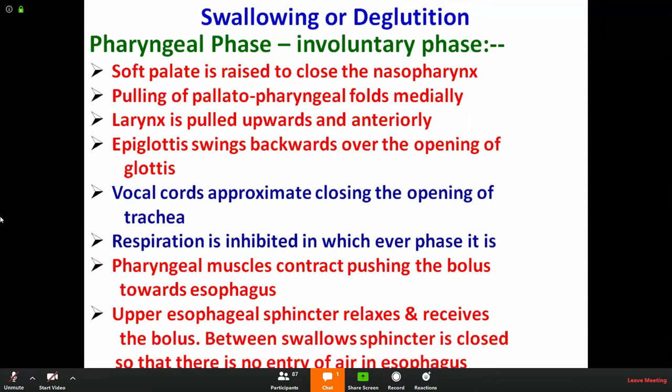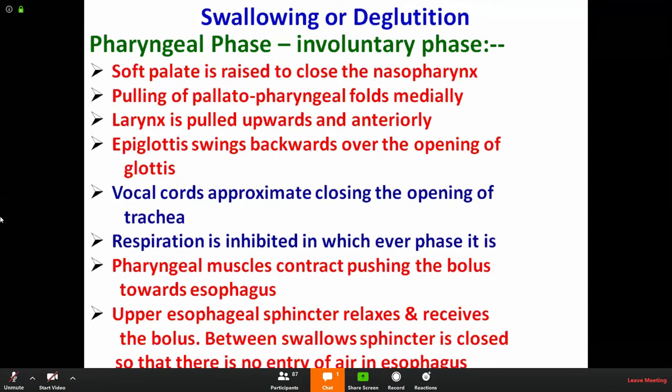Then the pharyngeal muscles contract, pushing the bolus towards the esophagus, and there is relaxation of the upper esophageal sphincter, and the esophagus receives the bolus of food. Between the swallows, the sphincter is closed so that there is no entry of air into the esophagus. So this is the pharyngeal phase of swallowing.